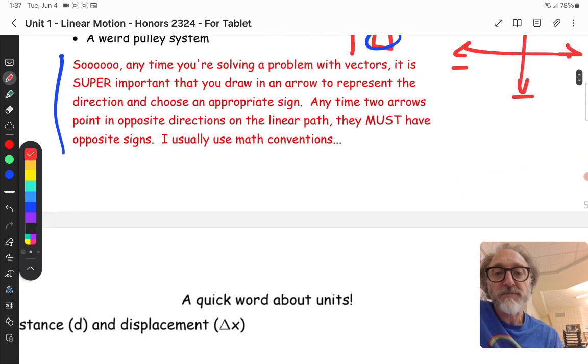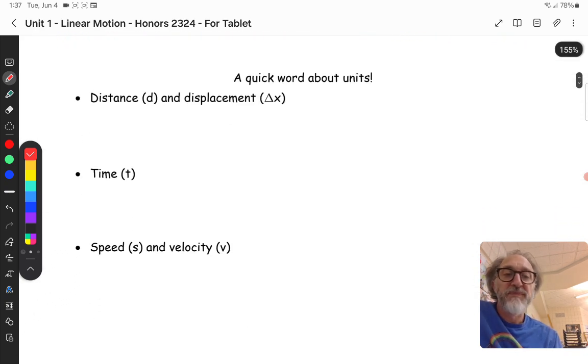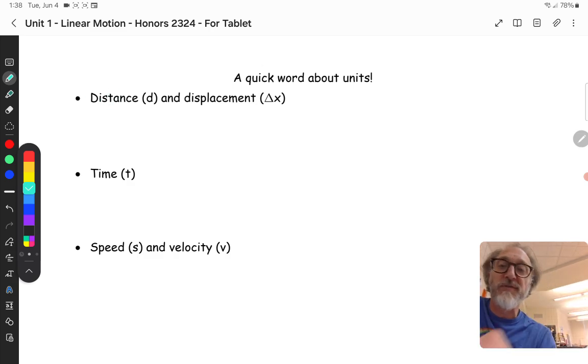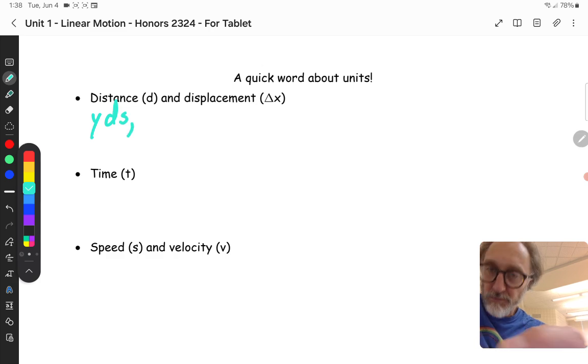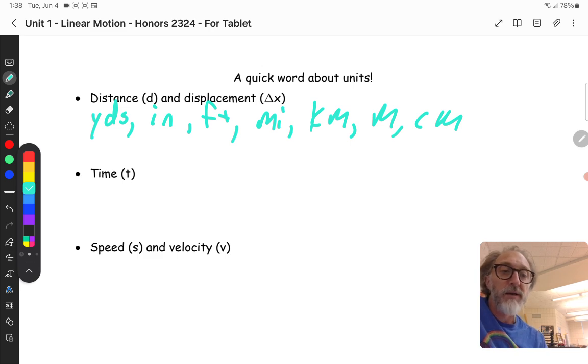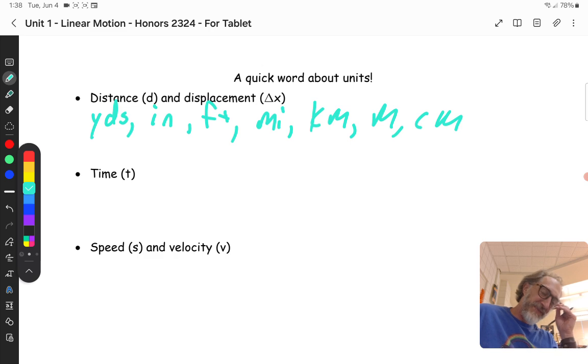Now, quick word about units. Distance and displacement both measure how far your object has gone. As a result, the units we would use to measure either of these would be units of length, units of distance. So we could do yards, inches, feet, miles, kilometers, meters, centimeters, light years. We could measure in number 2 pencils. This desk is 47 number 2 pencils long, or whatever. That'd be a long desk. So those are our units for distance.